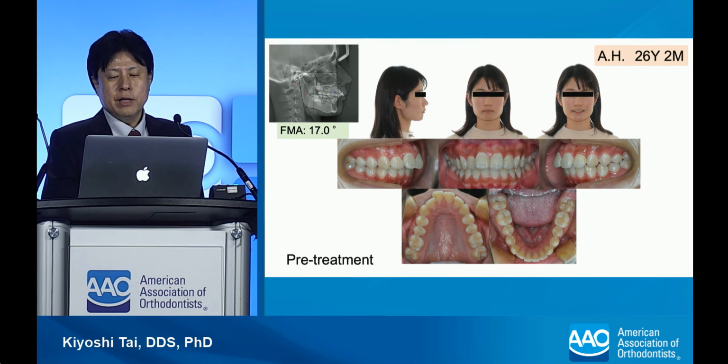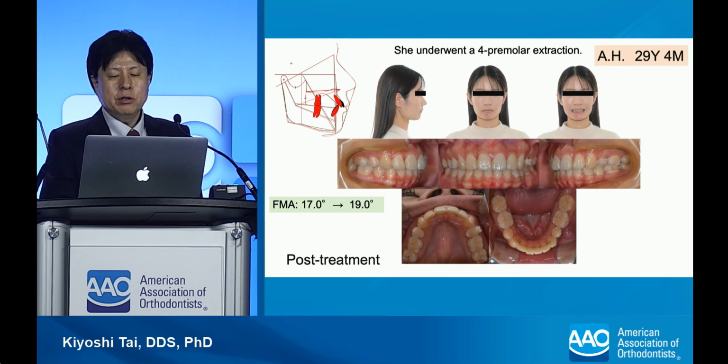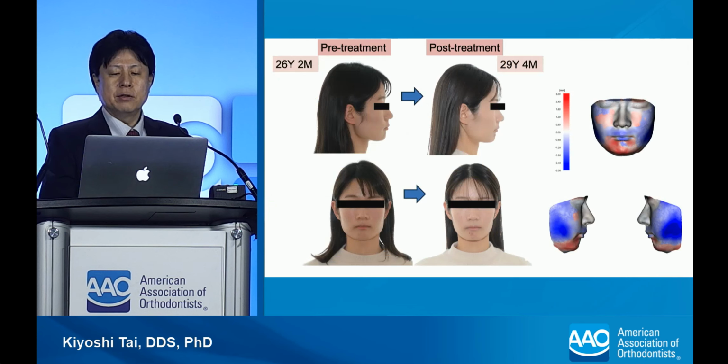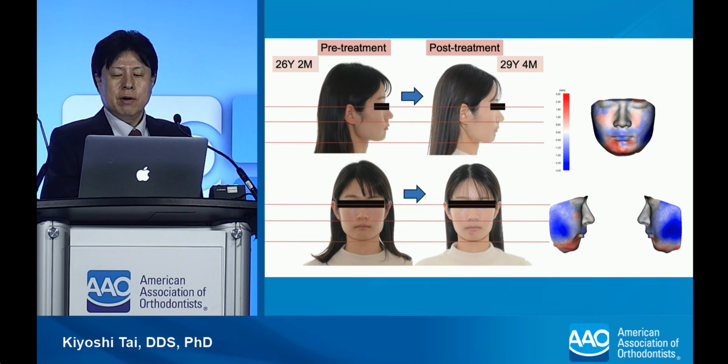This is an example case. This patient had a low FMA. Here, pre-treatment record. And post-treatment, she underwent a 4 premolar extraction. Please look at this comparison. Does she change to a narrower frontal look?